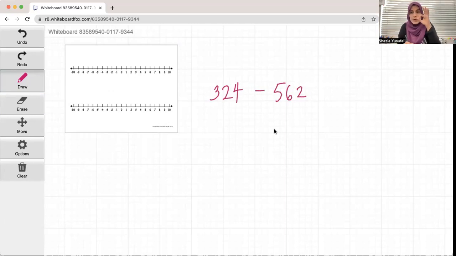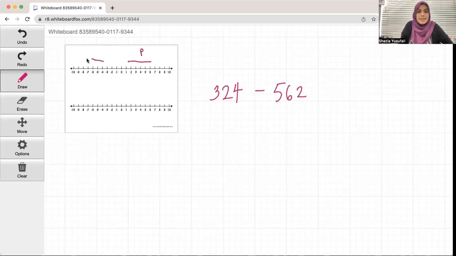Now let's see what we know about the number line. We know that 0 is the origin. We also know anything on this side of the 0 keeps on going smaller. Anything on this side of the 0 keeps on going larger, right? And we also know this is the positive and this is the negative. Okay? Now let's use that information.